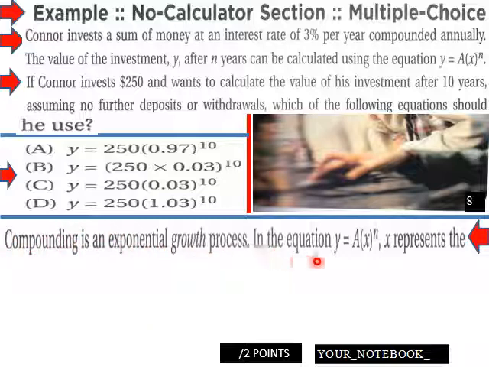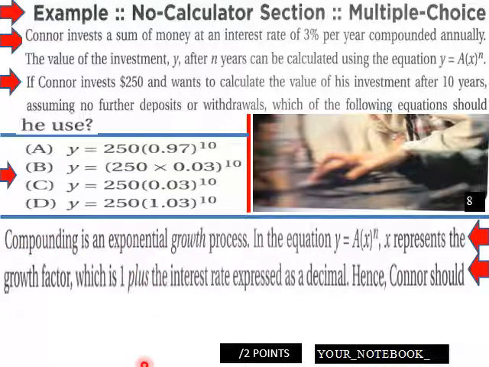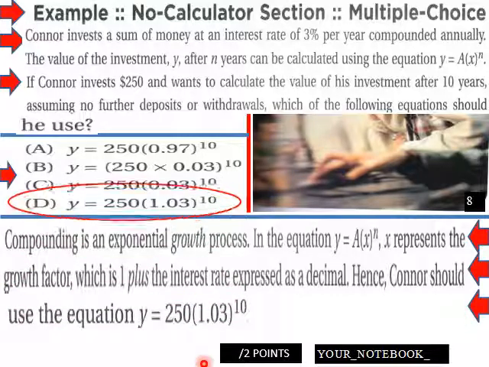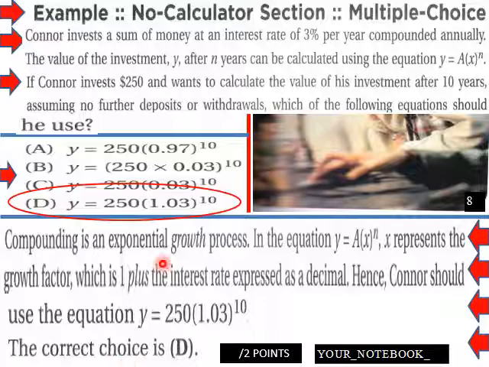Compounding is an exponential growth process. So here, it would be 250 times 1.03 to the 10th power. Choice is D.